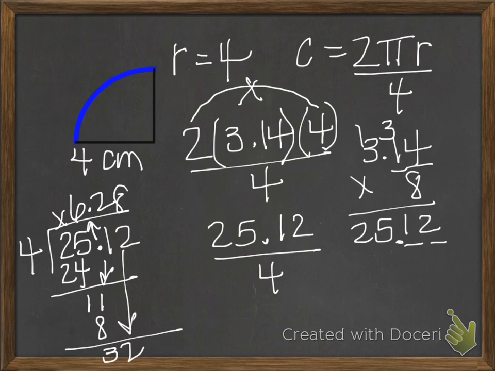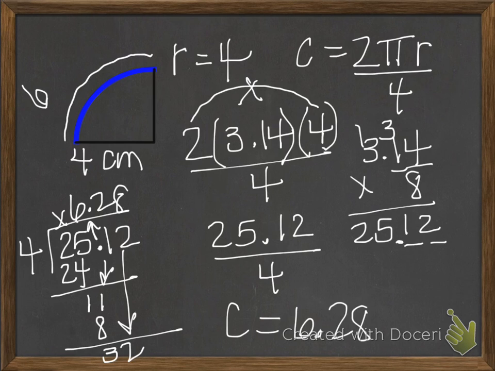So my circumference for this quarter circle would be 6 28/100ths. So the distance going from this endpoint to this endpoint of this quarter circle is 6.28, which again, I apologize, it's a weird looking decimal.